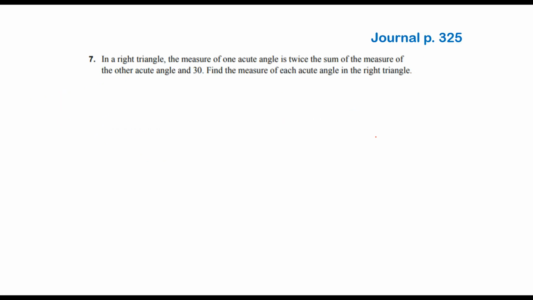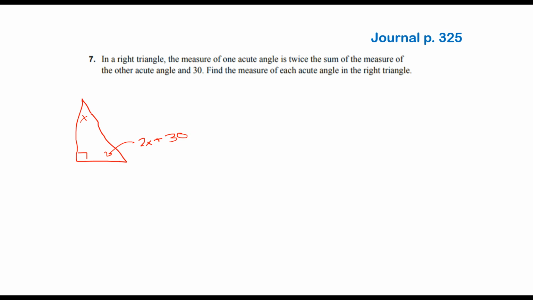All right, carrying on. Problem 7 is just a word problem, but it's based on all that stuff. In a right triangle, the measure of one acute angle is twice the sum of the measure of the other acute angle and 30. Find the measure of each acute angle in the right triangle. So it helps to draw this. Let me draw a right triangle. Here we are. So here, this one is going to be x, and this one, I don't have much room here, is twice the measure of that, the sum of that and 30.